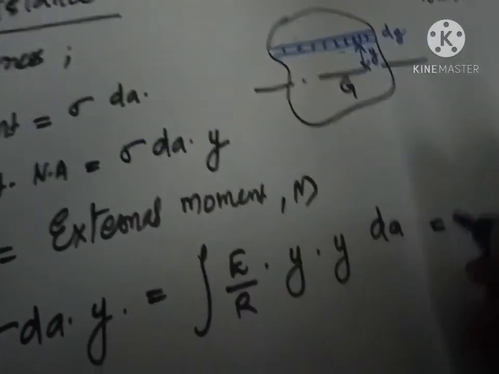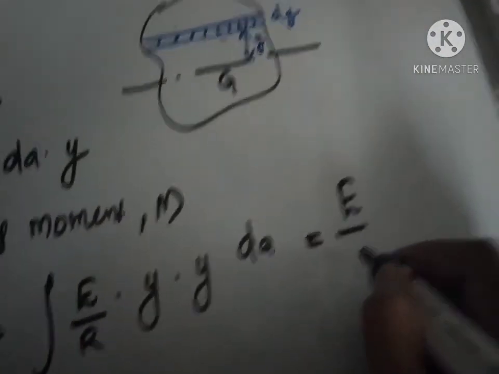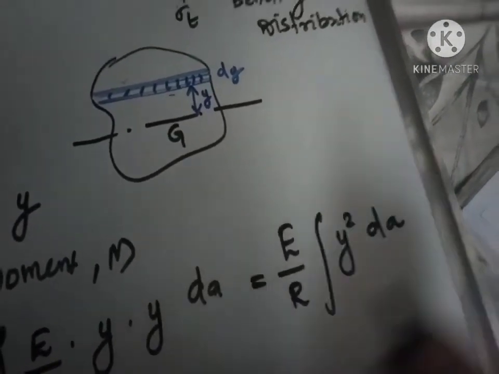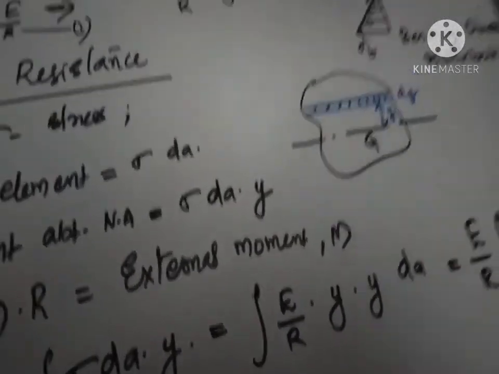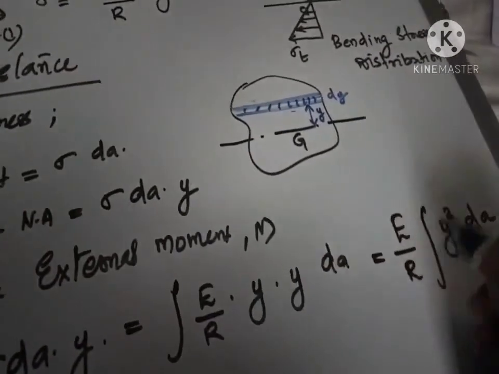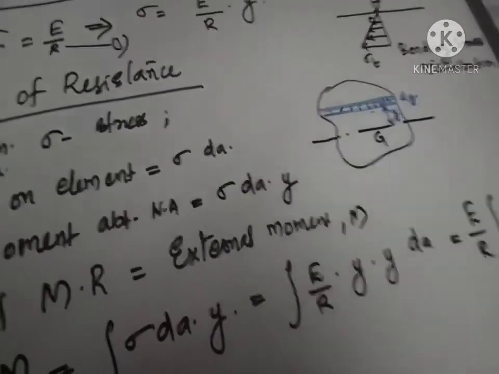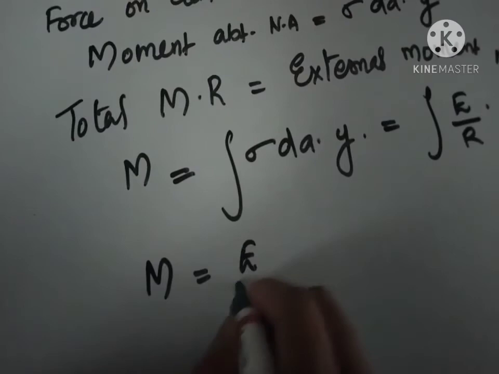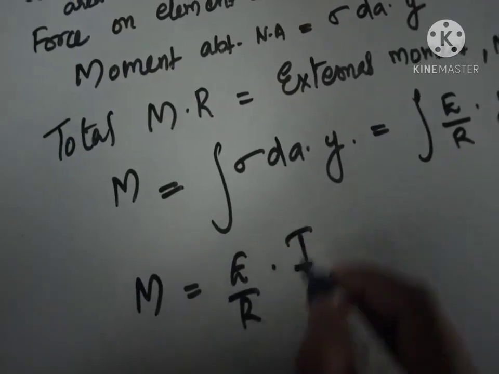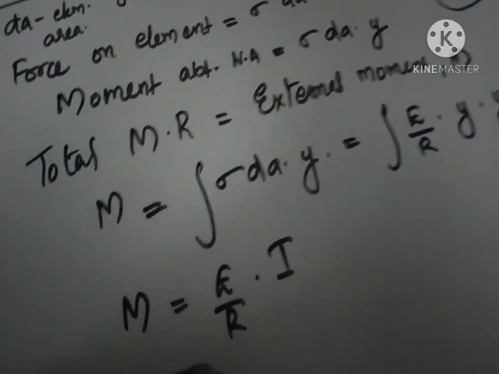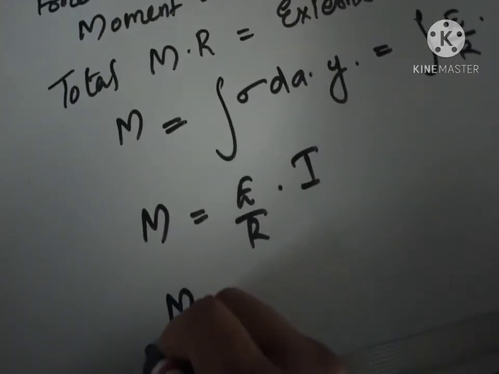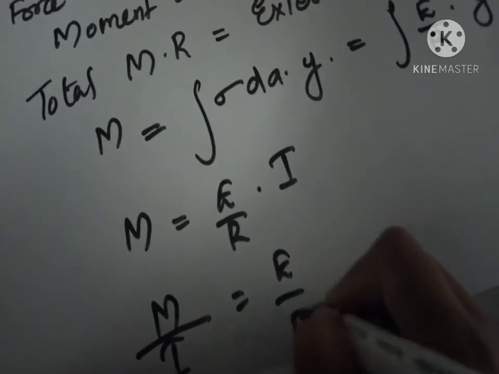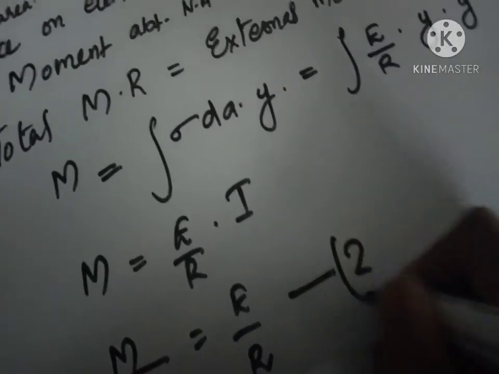You can take E by R outside since it is a constant. It will be integral y square dA. Integral y square dA is the second moment of area, that is moment of inertia. So you can write M is equal to E by R into I, from which M by I is equal to E by R. That is the second equation.